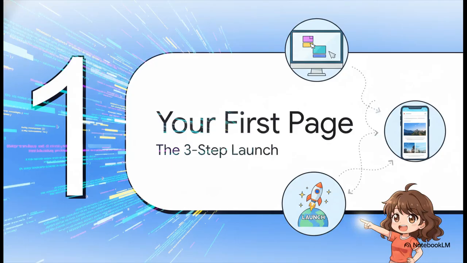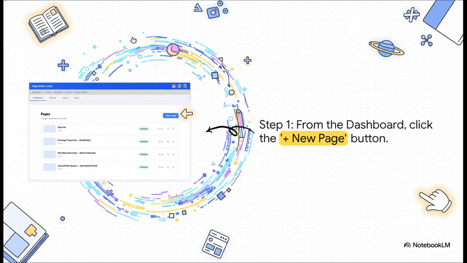You might think this sounds like a lot of setup, but nope. We can get our first page up and running in just 3 super simple steps. Let's just do it right now. First things first, we're starting at the dashboard. This is kind of your mission control for all your pages. To get things off, we're just going to click that big, obvious plus new page button.